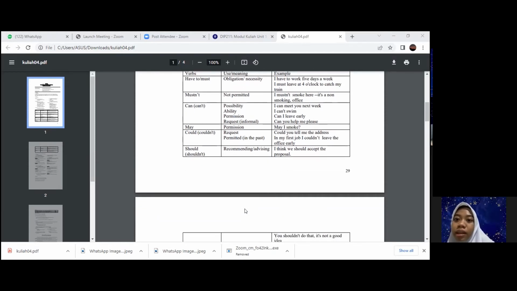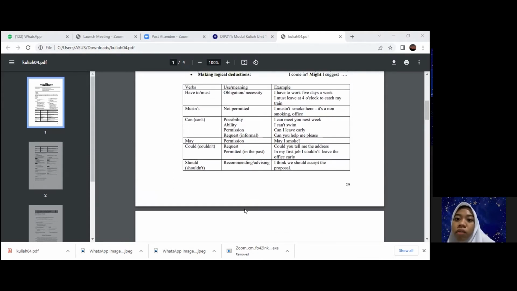Next, may. That use or meaning is for permission. For example, may I smoke? And then could or couldn't. That use or meaning is for requests or permitted in the past. Next, for example, could you tell me the address? In my first job, I couldn't leave the office early.